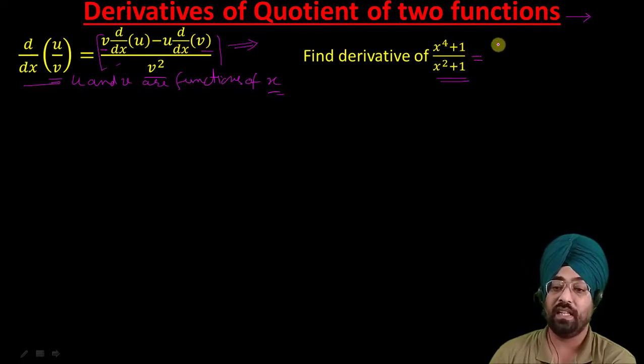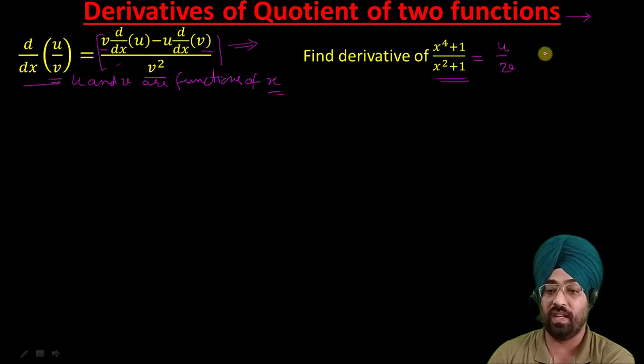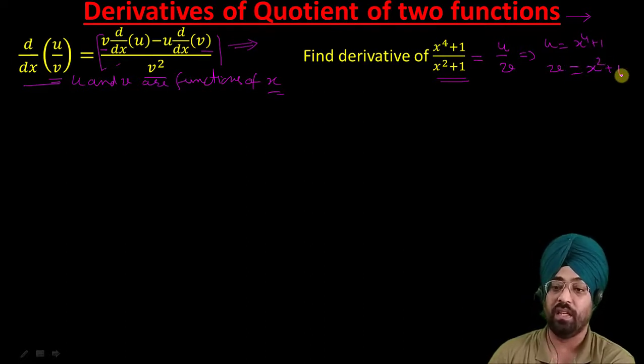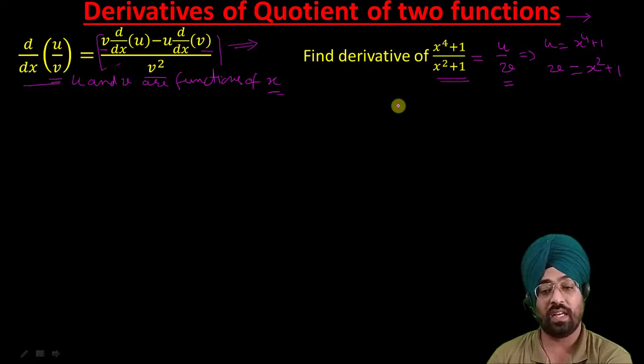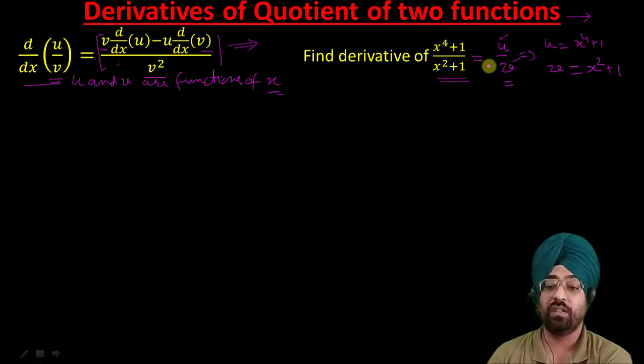So I will write it in the form of u divided by v, where u is equal to x to the power 4 plus 1 and v is equal to x square plus 1. I have written it in the form of u divided by v. I am doing it step by step, especially for medical students, so that they don't get confused. There is no need to assume it as it is. You can directly apply this formula. This is just to learn this formula.